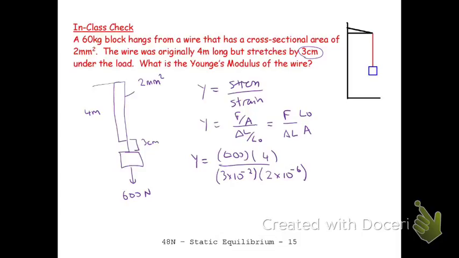Question? What's that stem over? Stress. Oh. Yeah. Okay. So this is going to be 24 over 6 times 10 to the minus, what's it going to be? 6 times 10 to the minus 8, which equals 400 times 10 to the 8.